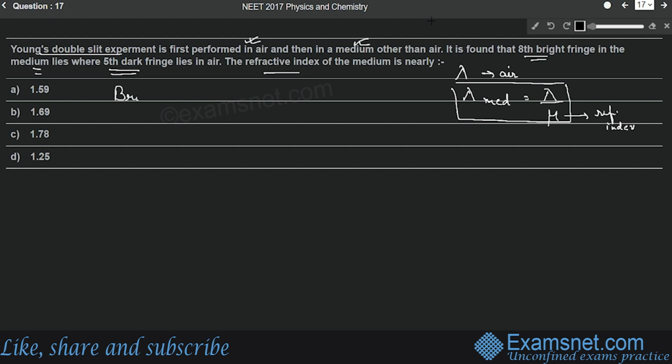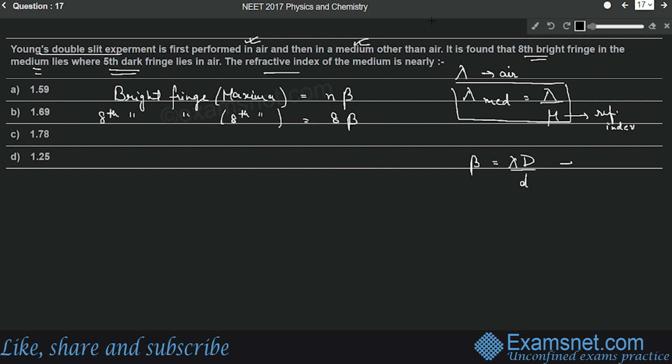We know that when we are talking about the bright fringe, that means we are talking about maxima. Maxima is equal to n beta. So since we are talking about the eighth bright fringe here, that means we are talking about the eighth maxima. So n will be equal to 8, so it will be equal to 8 beta. And also we know that beta is equal to lambda into capital D by small d, right?